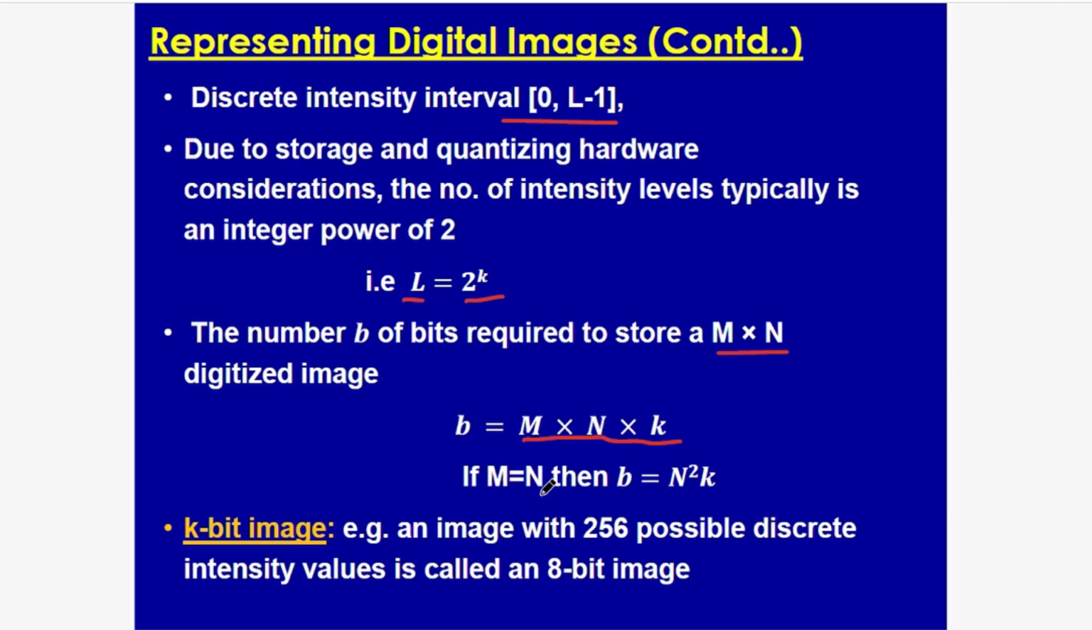Okay, so what is a k-bit image now? For a gray level image, k is 8, and for a color image, k is 24.